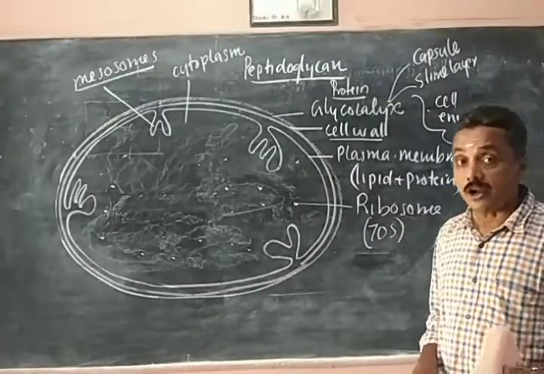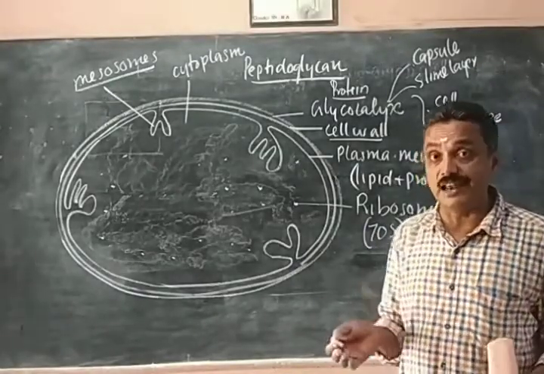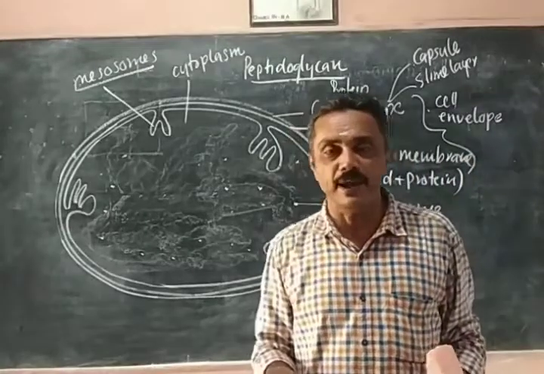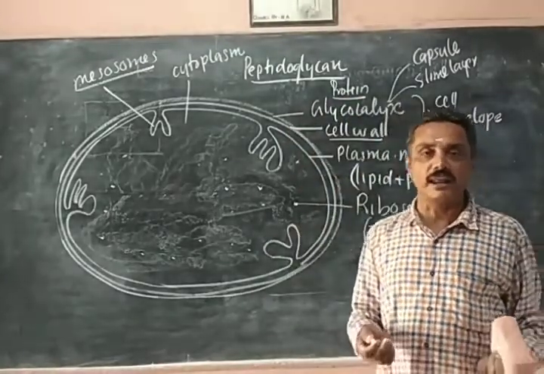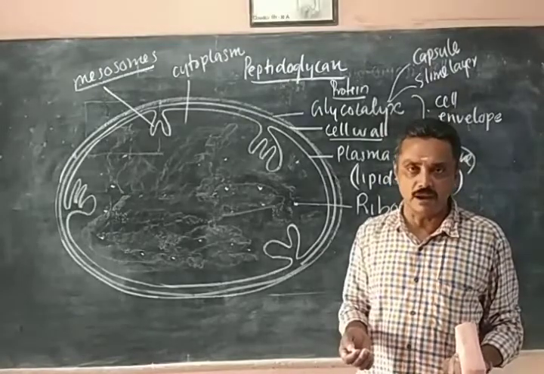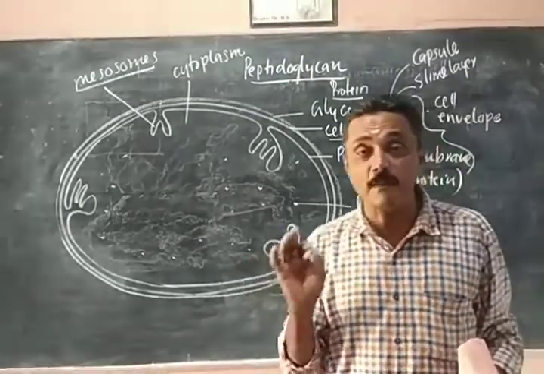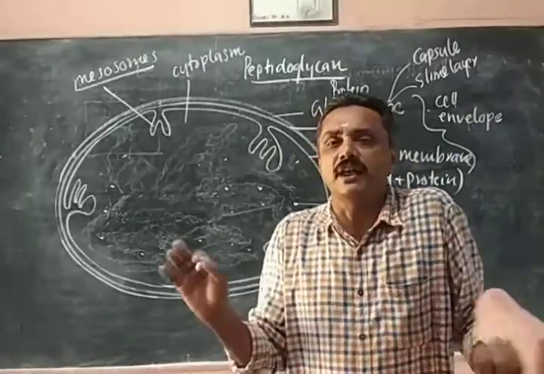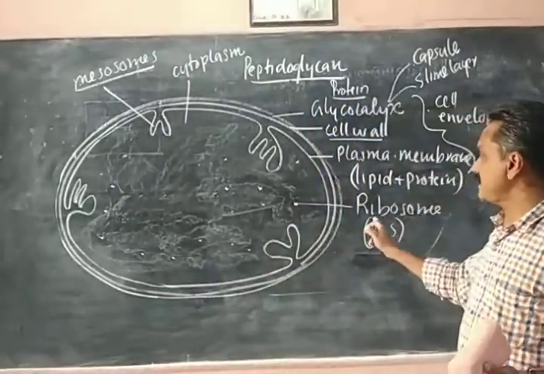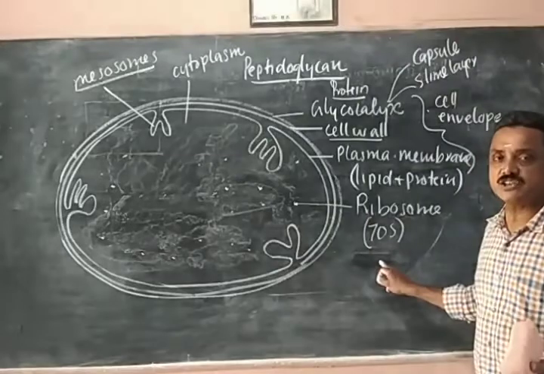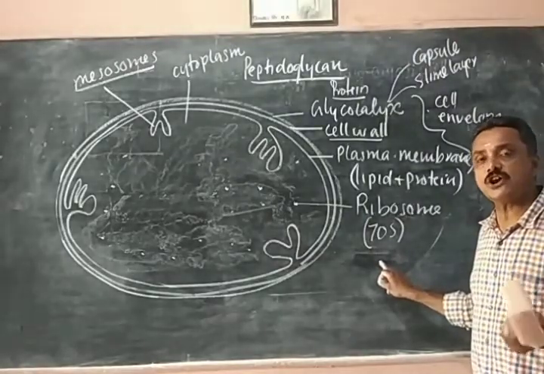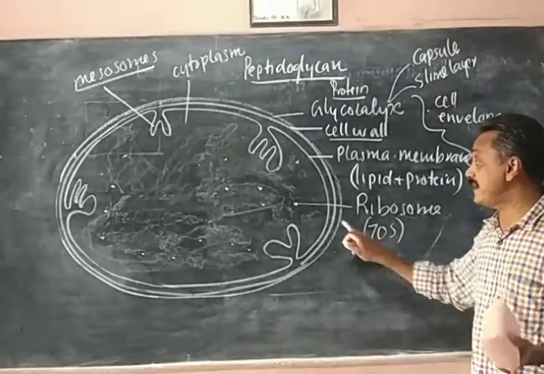Ribosomes are non-membranous organelles. What do you mean by non-membranous organelle? Organelles which are not covered by membrane. Other organelles like the nucleus, mitochondria, plastid, etc. are completely absent. Only ribosomes are present. Ribosomes are small in size, called 70S. They are the site of protein synthesis.